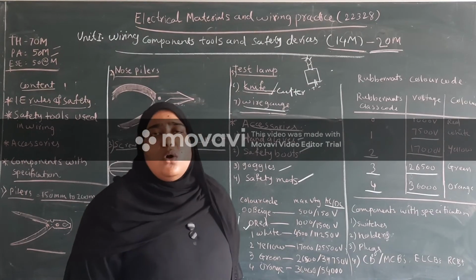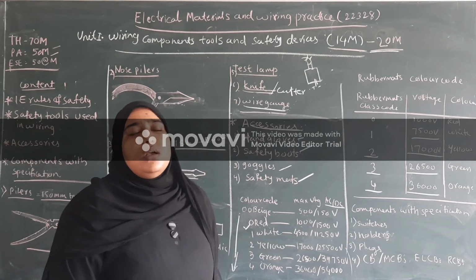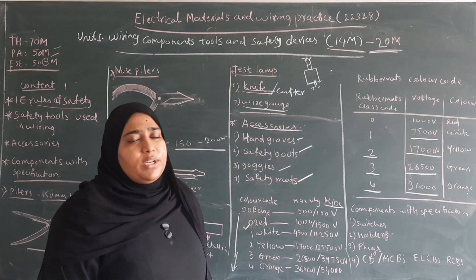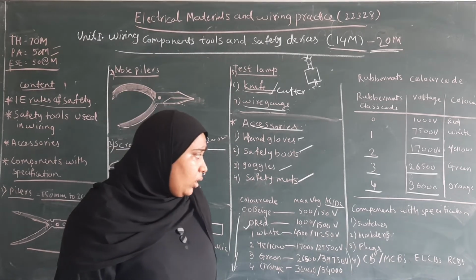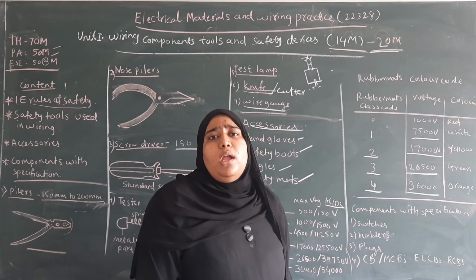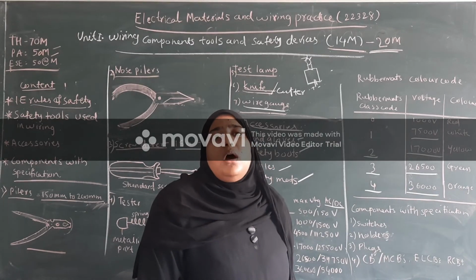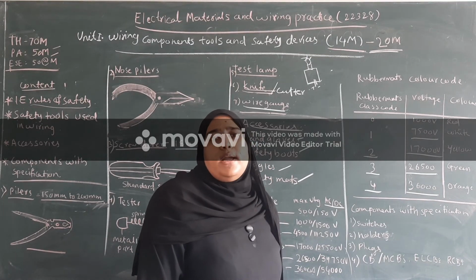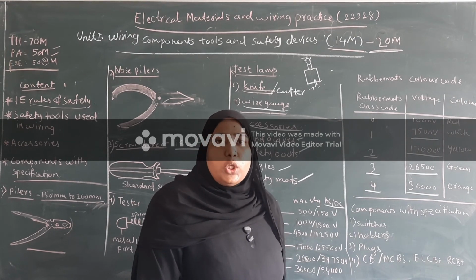Next, circuit breaker. When excessive current is flowing in the circuit, we have to use the circuit breaker. The function of the circuit breaker or miniature circuit breaker is for protection purposes. It turns on and off automatically or fully manually. The earth leakage circuit breaker is used for earth leakage when it is required in an installation.